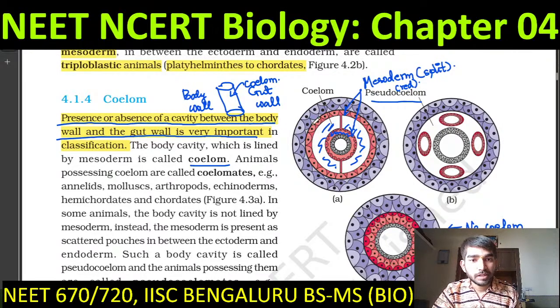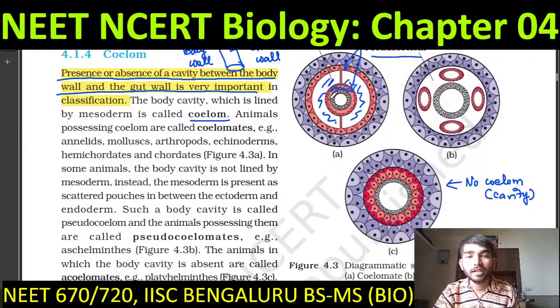So this mesoderm is this red color cells which are lining the coelom, which is basically the empty cavity, and this cavity is formed by the splitting of the mesoderm. So this is an important process in the developmental stages of an organism. The body cavity which is lined by the mesoderm is called coelom. Animals possessing coelom are called coelomates. Very easy to remember, like annelids, mollusks.